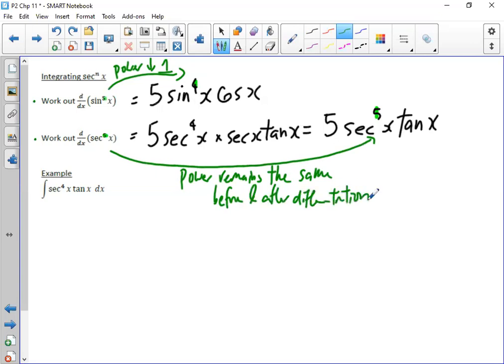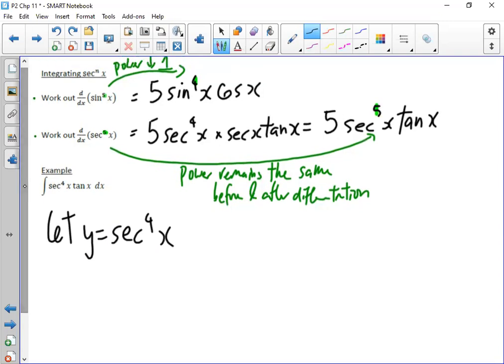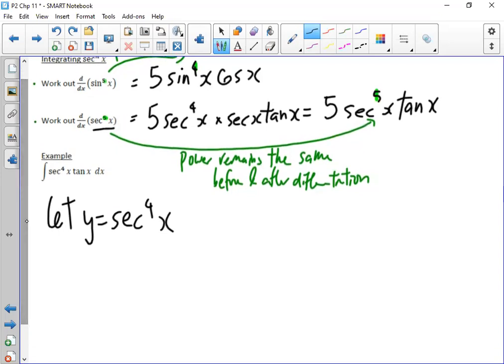So what's so special about sec then? What it means is when you differentiate sec or integrate sec, the power does not go up or down by 1. The power just stays exactly the same. So if we look at the example here, integrate sec to the power 4 x tan x, then we can let y be sec to the power 4 x. Normally, we let the power go up by 1, sec to the power 5 x. But we know by the example that differentiating or integrating sec, the power remains the same. So here I'm going to let y be sec to the power 4 x and hope it works.